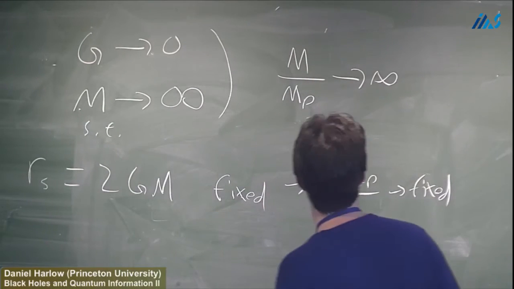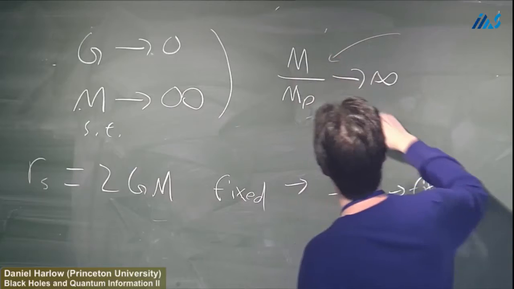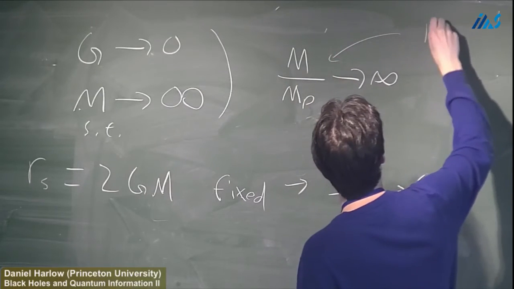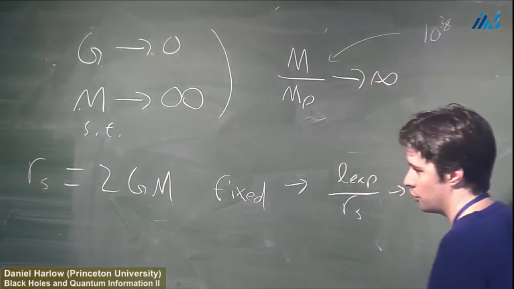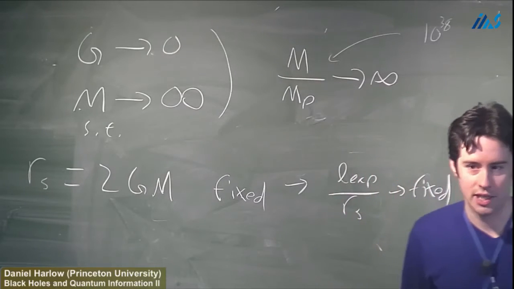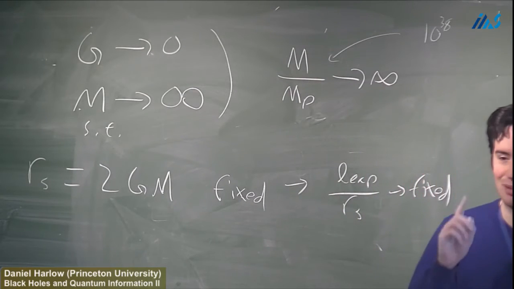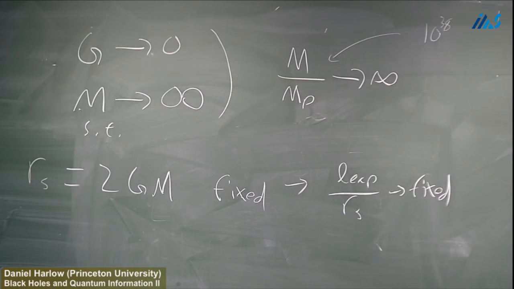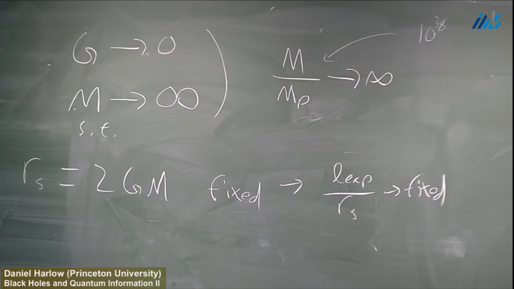Maybe I should briefly comment that for astrophysical black holes, this is about 10 to the 38. So doing perturbation theory in 10 to the minus 38 is not a bad business to be in. Okay.